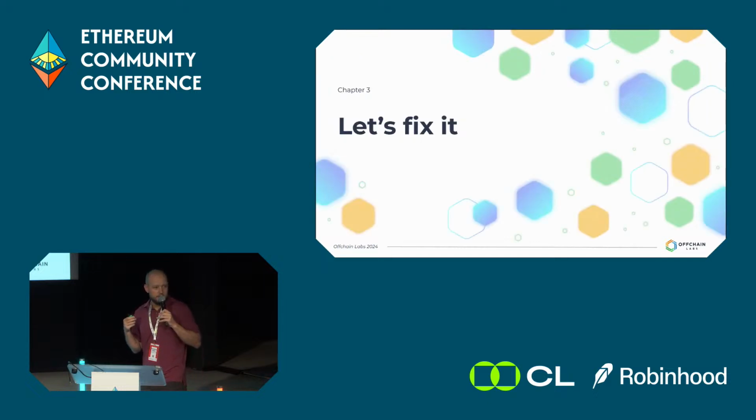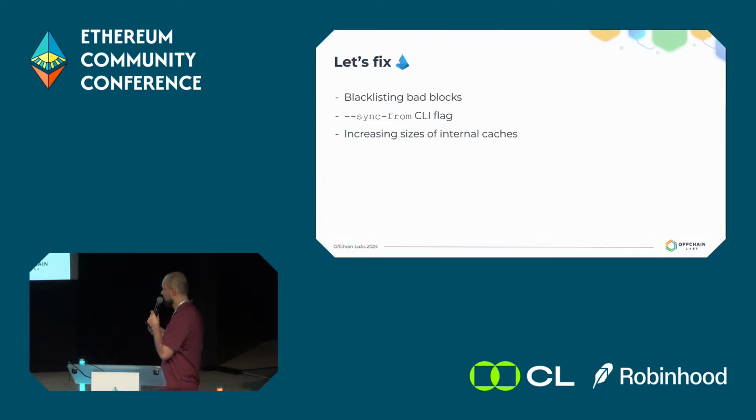Okay, so we have these issues. Now, how do we fix this? So first of all, we can fix Prism. The first thing is we added an option to blacklist bad blocks. Now, it's kind of technical why this is necessary, but the thing is that if you sync with something called an optimistic sync, where the execution layer can't really tell you yet, because it hasn't synced enough state yet, if the execution portion of the block is valid or not.